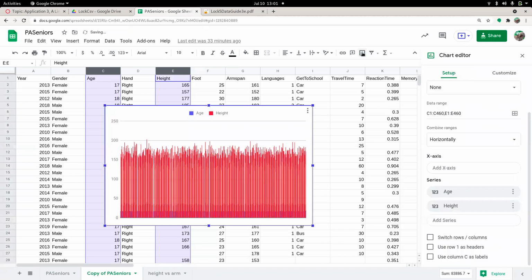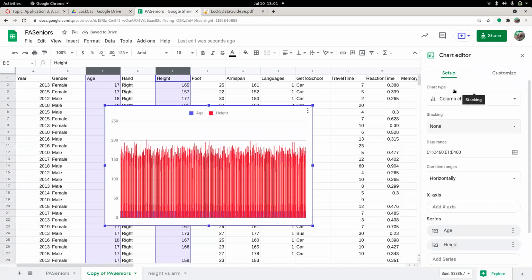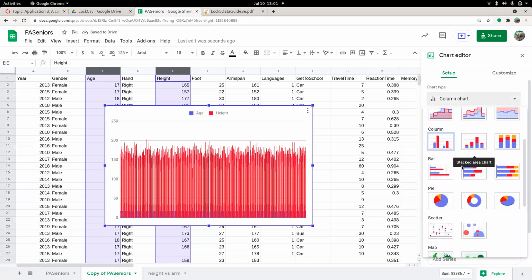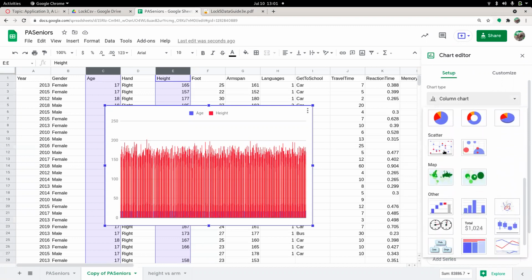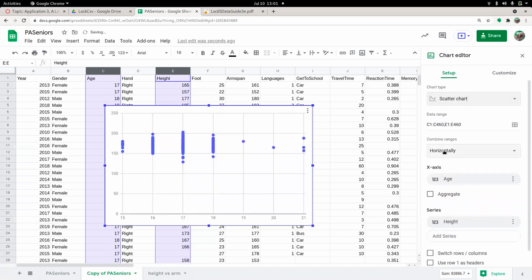Does that look like it might be? So we want a scatter plot, not a column chart. That's meaningless. Yeah, that looks like nonsense to me. If you're not sure, you say, hey, maybe there is some correlation there. That looks like a linear cloud of stuff.